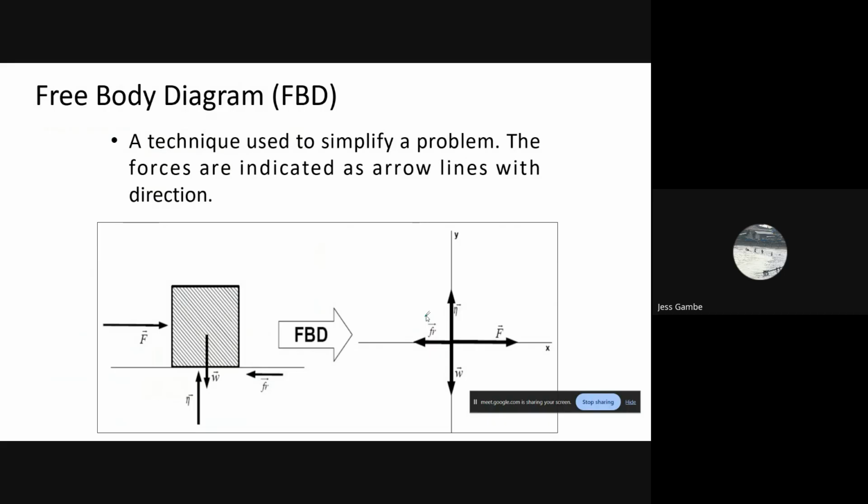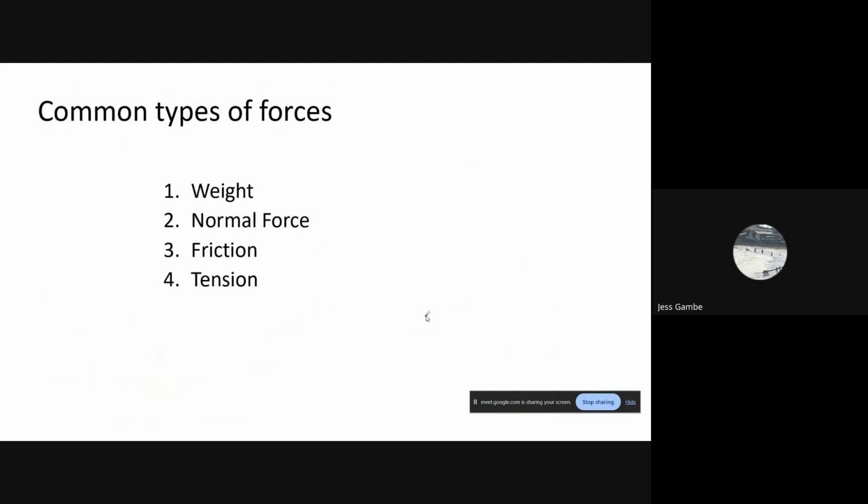Next, these are the common types of forces. Weight, and the normal force, which is perpendicular to the surface. Then you have the friction, which lies on the surface. You have the tension. These are the four common forces. And of course, since they are forces, they are all in newtons, kilogram meter per second squared.